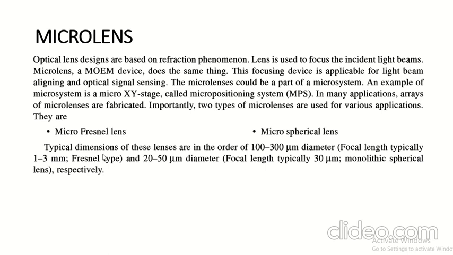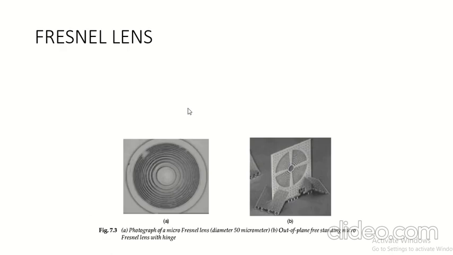Typically, the dimensions of these lenses are in the order of 100 to 300 micrometer diameter. Focal length is typically 1 to 3 mm in case of Fresnel type, and for a spherical type it is 20 to 50 micrometer diameter, and focal length typically 30 micrometer. So these are the images of micro Fresnel lens with diameter 50 micrometer, and the figure B shows out of plane freestanding micro Fresnel lens.